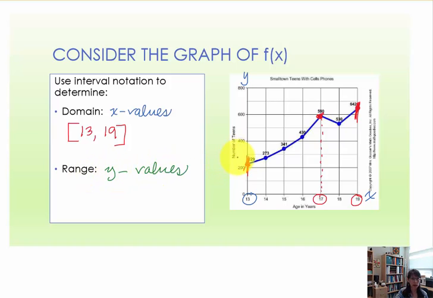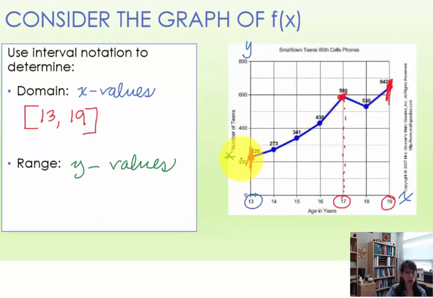So the y values have to do with the number of teens. Well, on our graph, I can see that the lowest y value is right here at 229. And when I follow this graph from left to right, here's the highest value. So remember, that corresponds to a y value.